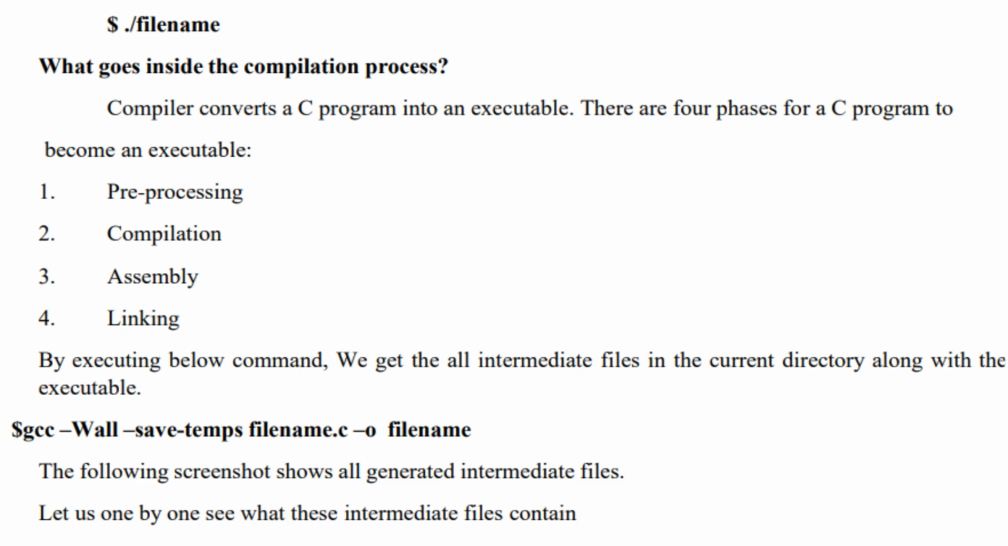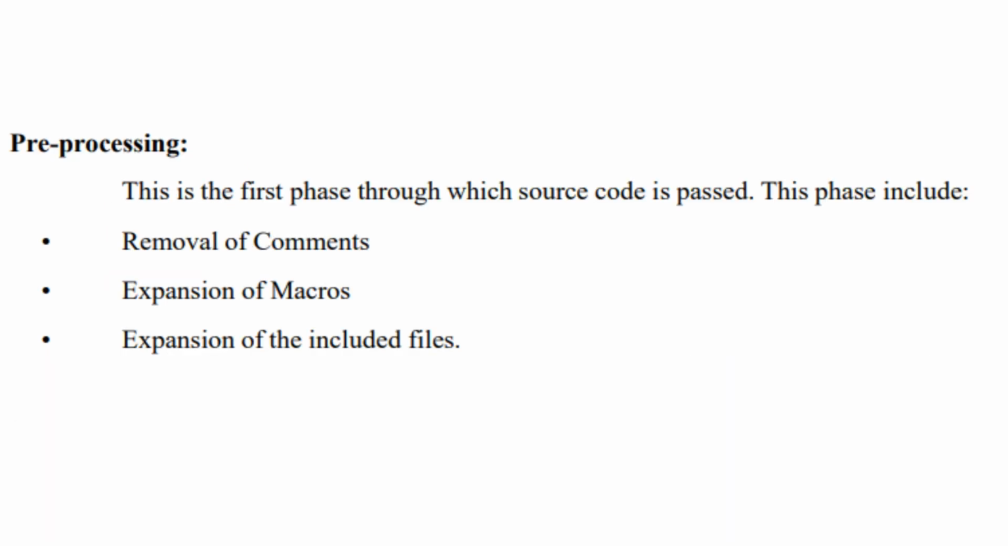./filename. What goes inside the compilation process? The compiler converts a C program into an executable. There are 4 phases for a C program to become an executable. 1. Pre-processing. 2. Compilation. 3. Assembly. 4. Linking. By executing the below command, we get all the intermediate files in the current directory along with the executable. $gcc -Wall -save-temps filename.c -o filename. The following screenshot shows all generated intermediate files. Let us one by one see what these intermediate files contain.